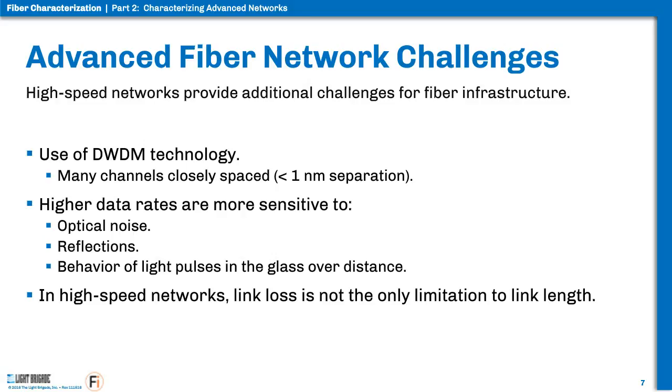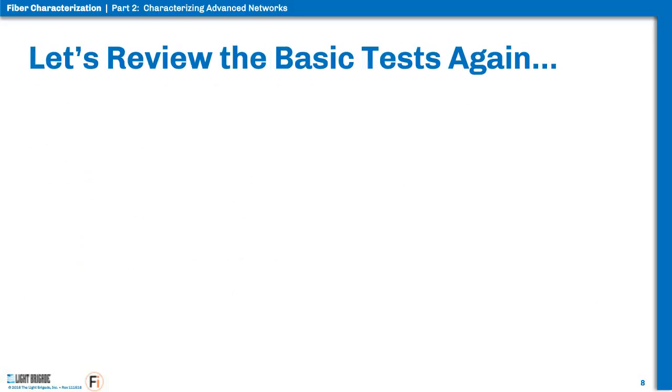So when we get into DWDM, where our channel spacing is really tight and our data rates are higher, these challenges also challenge our basic testing requirements. Higher data rates are more sensitive to noise. They're more sensitive to reflections. So even our basic tests become more critical in terms of the accuracy of how we do those. And link loss is an issue in all networks, so we have to start with that baseline of the fundamental tests that we need to perform.